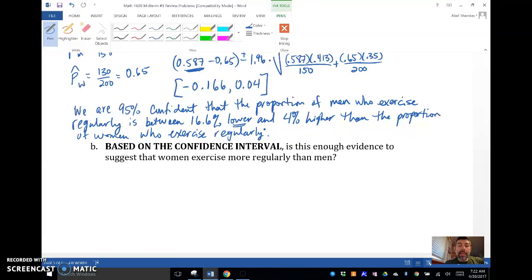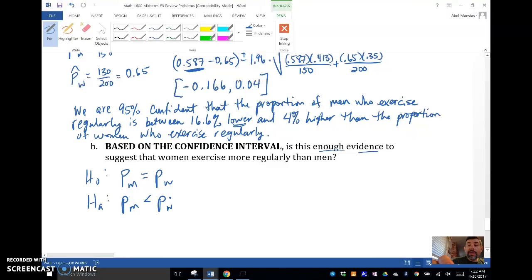Now it says, based on the confidence interval, is this enough evidence to suggest that women exercise more regularly than men? So the first thing, I do want you to write down your hypothesis. So the null hypothesis is that P of men is equal to P of women. And the alternative hypothesis is that the proportion of males is less than the proportion of women who exercise regularly.